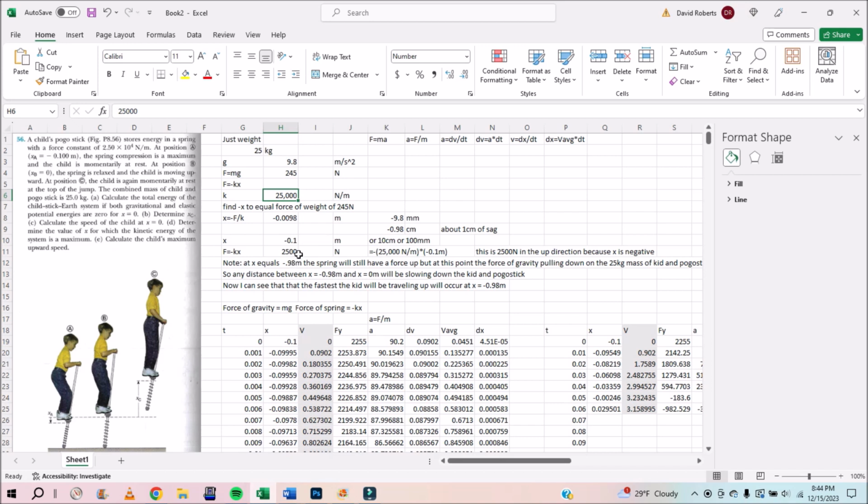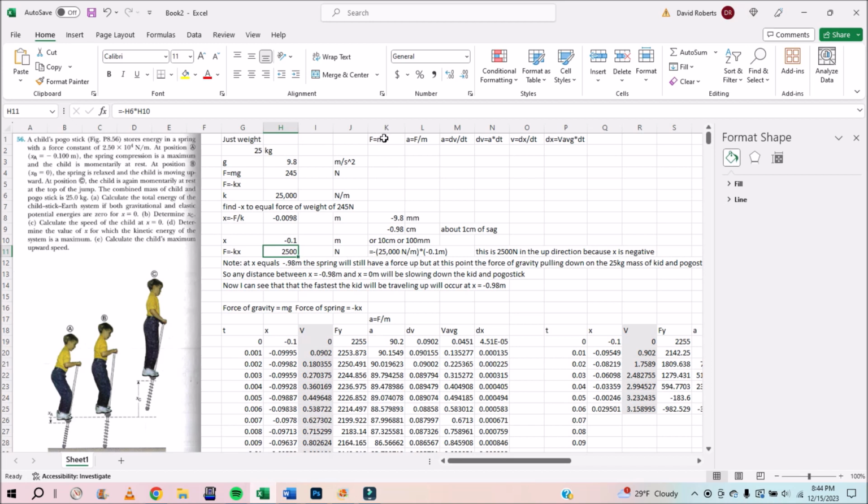Okay, so anyway, we're going to compress that. So we can actually find the force once we compress. Once this kid compresses it, we're going to find that force. And it's going to be 0.1 times this, which is going to be 2,500. So we're going to have a force of 2,500 newtons. Cool. Now what does that even mean?